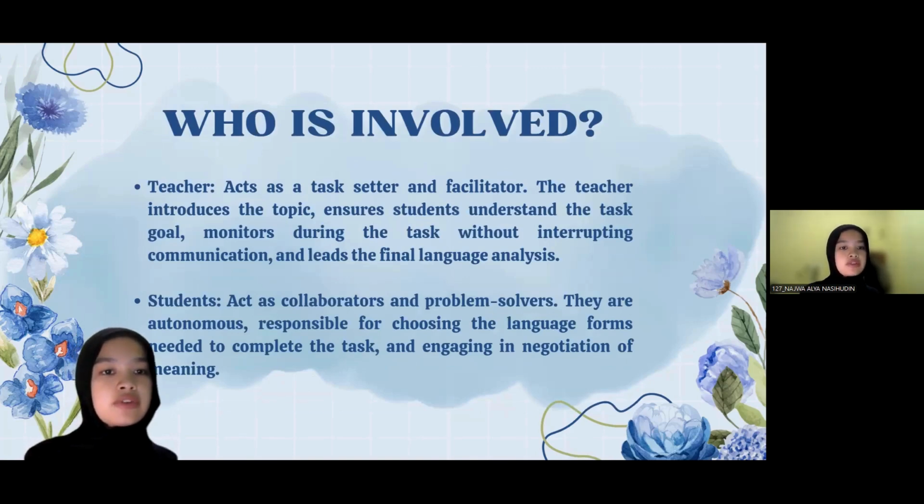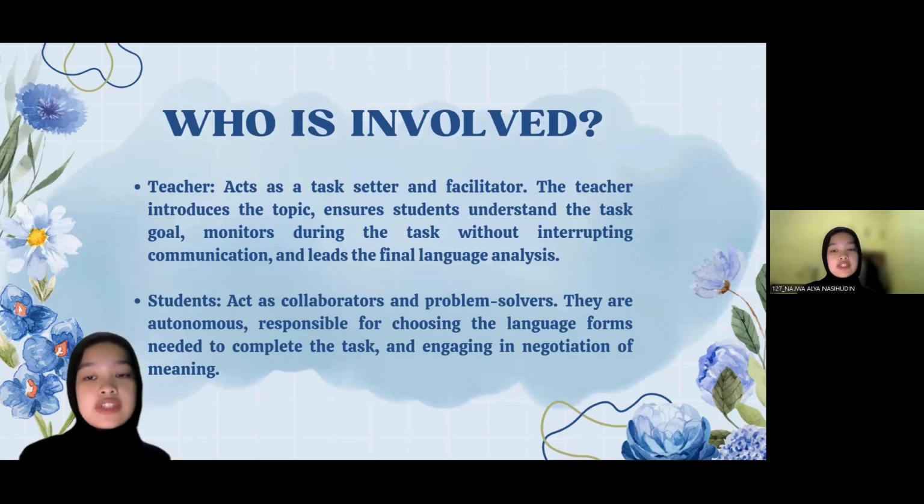So the first one is of course the teacher. The teacher acts as a task setter and facilitator. The teacher introduces the topic, ensures students understand the task goal, monitors during the task without interrupting communication, and leads the final language analysis. And then the second one is students, who act as collaborators and problem solvers. They are autonomous, responsible for choosing the language forms needed to complete the task and engaging in negotiation of meaning.